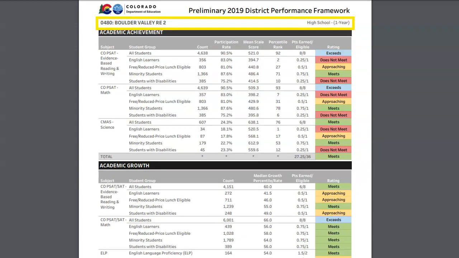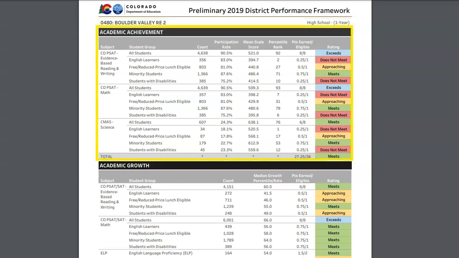For high schools, indicators include achievement, based on Colorado PSAT and SAT, evidence-based reading and writing and math, and CMAS Science grade 11. Growth, with math growth calculated from 8th grade CMAS Math to PSAT 9, then PSAT 9 to PSAT 10, and PSAT 10 to SAT. There's a change this year, removal of 9th grade CMAS to PSAT ELA growth. The frameworks only include growth between PSAT 9 to PSAT 10 and PSAT 10 to SAT. Again, no growth in science.